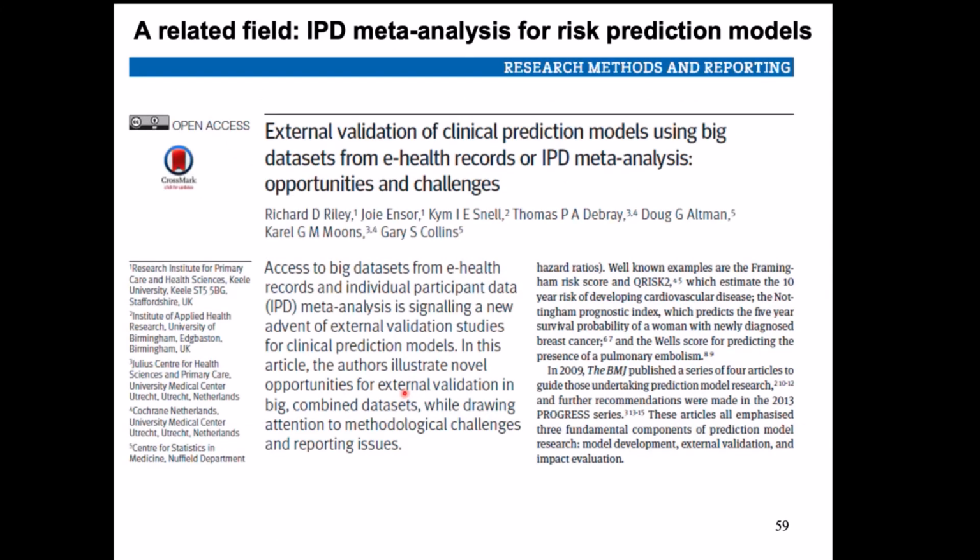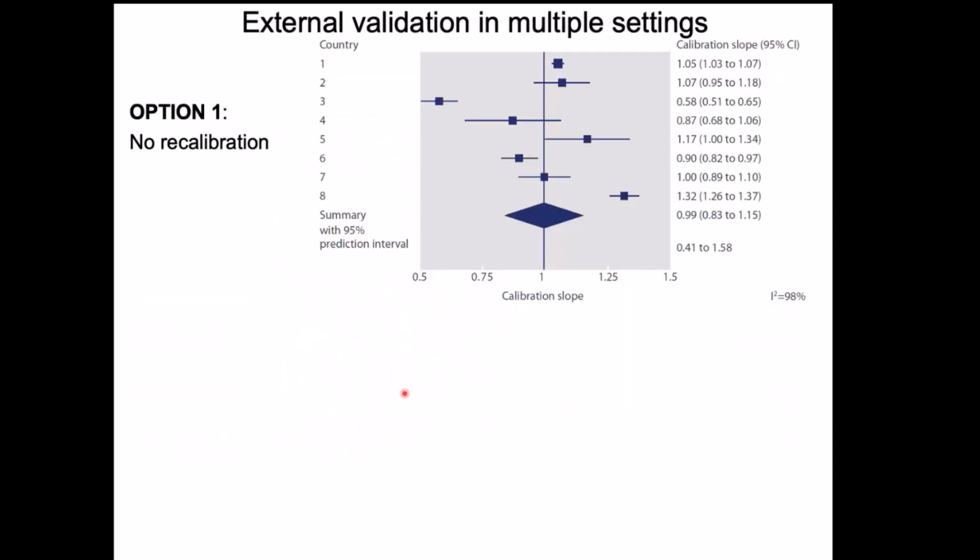The last few slides now. So risk prediction models I've mentioned a few times. This is another massive area where IPD meta-analysis could be beneficial. So this is a forest plot looking at the performance of a model in making predictions, and we measure this by calibration slope. And this is good when the calibration slope is 1.